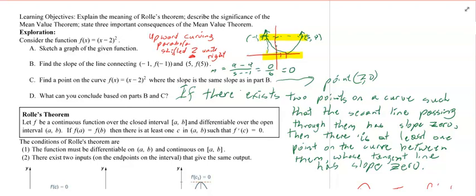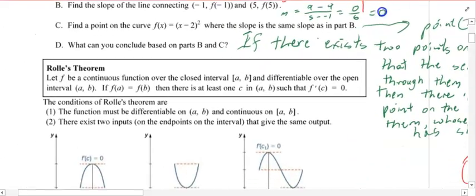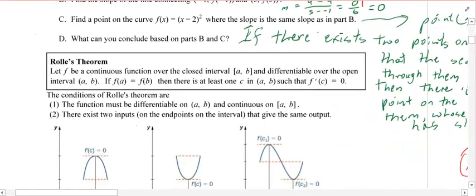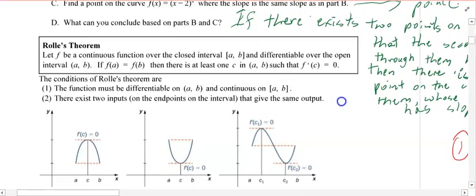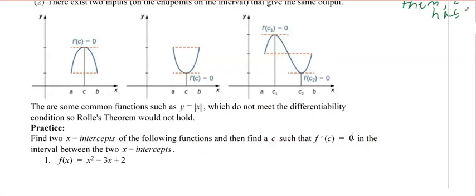So the conditions of Rolle's theorem are: 1. The function must be differentiable on the open interval (a, b) and continuous on the closed interval [a, b]. 2. There exist 2 inputs at the endpoints of the interval that give the same output. The graphs of some functions that obey Rolle's theorem might look something like these.